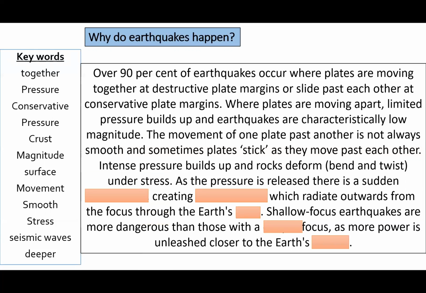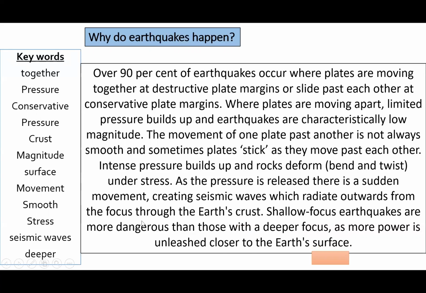As the pressure is released, there is a sudden movement creating seismic waves which radiate, so move outwards from the focus through the Earth's crust. A seismic wave is just the name we give to the wave caused by an earthquake. An earthquake's seismic activity, so the movement we call seismic waves. Shallow focus earthquakes are more dangerous than those with a deeper focus, as more power is unleashed closer to the Earth's surface. So make sure you've got the correct words written in to complete that paragraph.